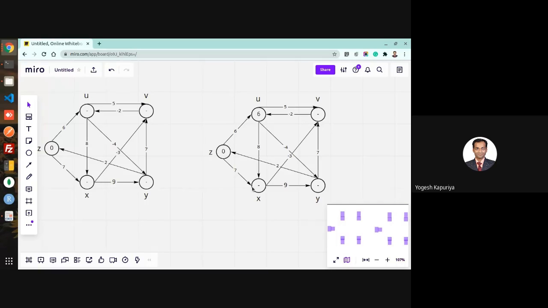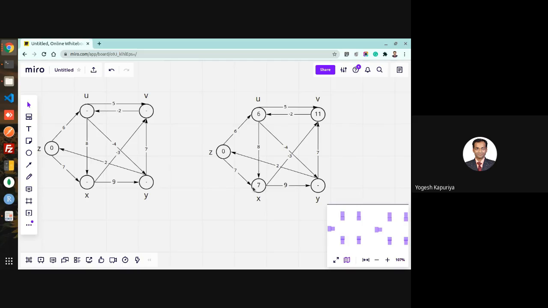So this process will be repeated for every edge. So if you relax this edge, z and x, this is infinity, so it will become 7. So z is done, so let's do it for u, every outgoing edge of u. So this is first stage. This is 6 plus 5, 11. This is infinity, so it will change to 11. Similarly, the other outgoing edge of u is this, right?